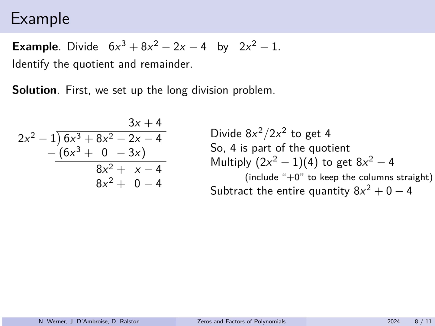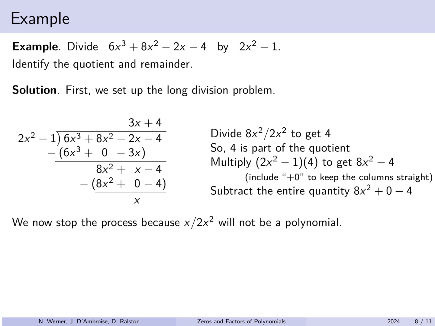Now we subtract that entire quantity. The largest power cancels out. That's great. That's always going to happen at every stage. And all we have left is this x. Observe, 8x squared minus 8x squared cancels, but negative 4 minus negative 4 also cancels. So all we have left is x.